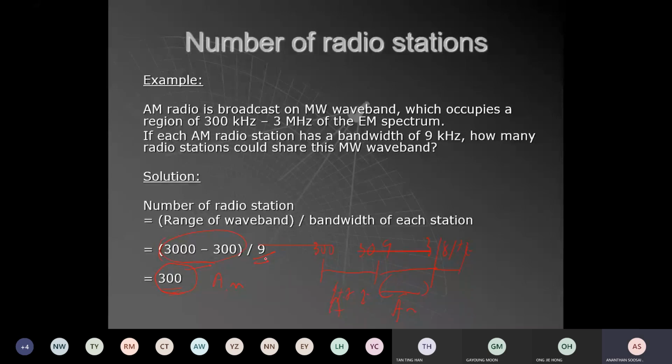Now tell me, if the bandwidth is big, the number of stations becomes what? If the bandwidth is big, the number of stations that can be packed into this frequency range gets lower. FM signal has a big bandwidth, while AM signal has a smaller bandwidth, only 9 kilohertz. So lots of AM signals can be carried in that wave band. One FM has a bandwidth of, if I'm not mistaken, around 270, so divided by 270, the number of FM stations will be lower, because its bandwidth is big.